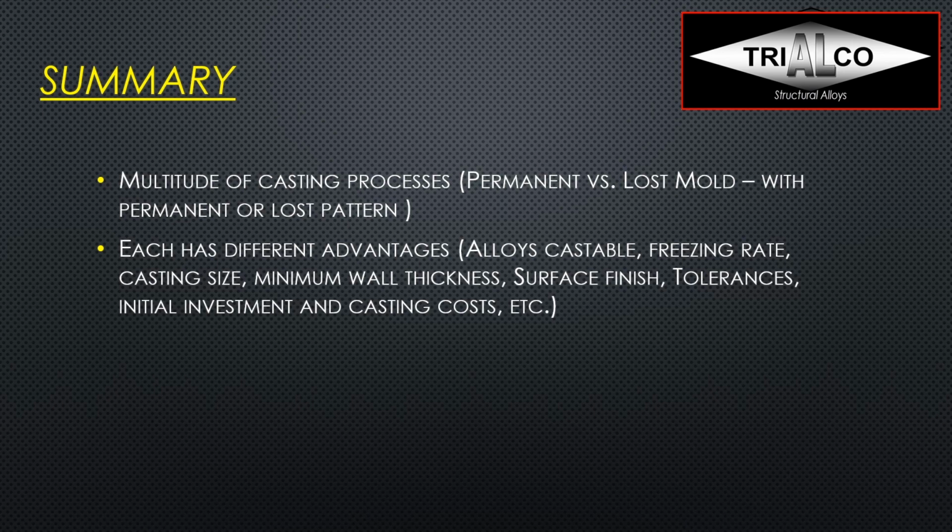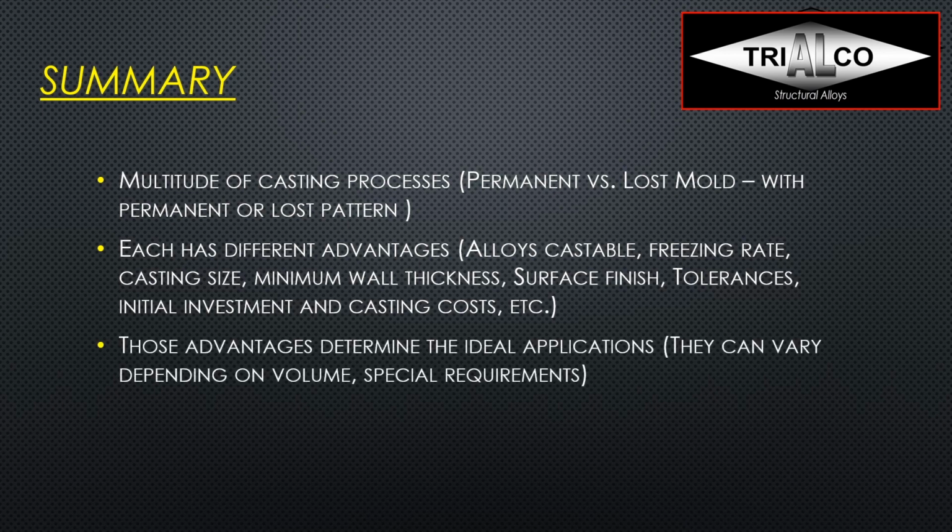What is our casting size? What is our minimum wall thickness? What kind of surface finish do we require? Which kind of tolerances? What kind of initial investment can we accept? And which kind of casting costs do we want to have? And of course, there's always a trade-off. So usually, if you want to have low cost for the casting, you'll probably have a high investment in equipment and dies. So those advantages really determine the ideal application for each process. They can vary depending on the volume and special requirements.